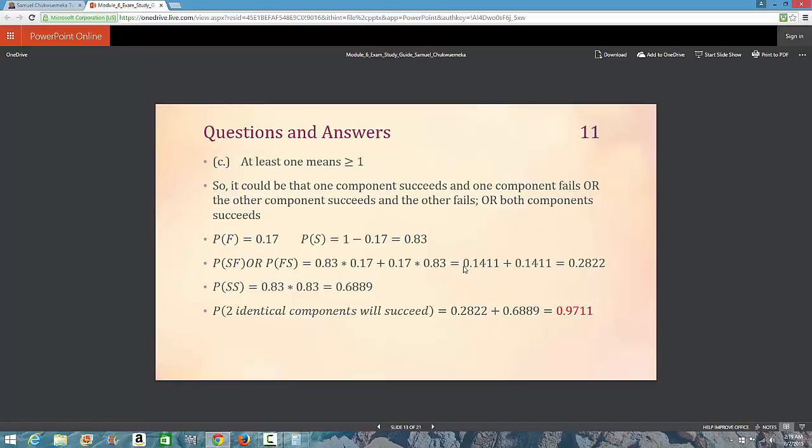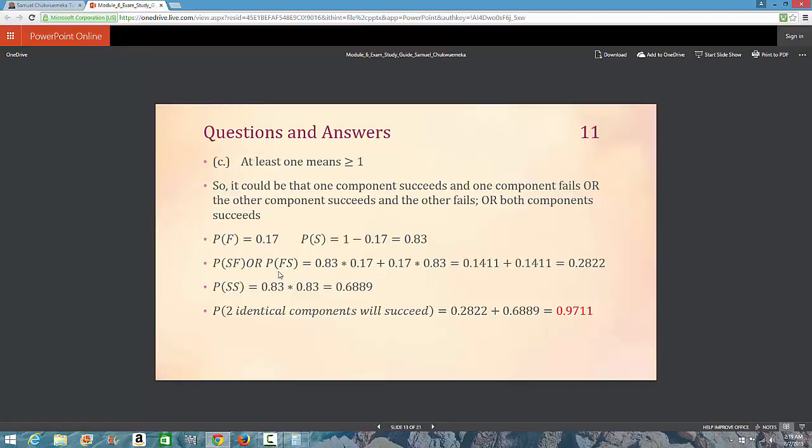If you do that, the probability that the first succeeds, second fails, is 0.83 times 0.17. Remember, we said that the probability of success will be 1 minus 0.17, and that gives you 0.83. So this first condition, first succeeds, second fails, is 0.83 times 0.17.